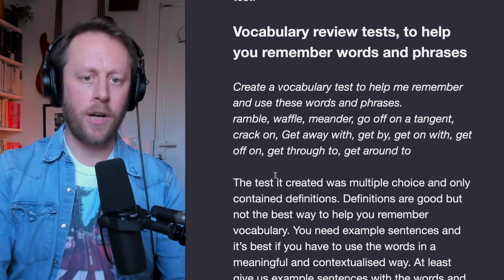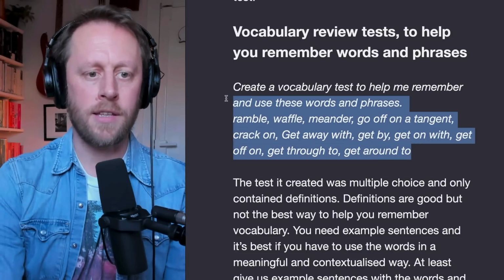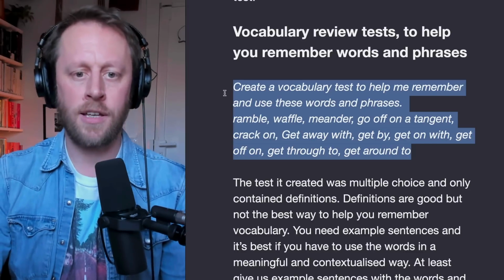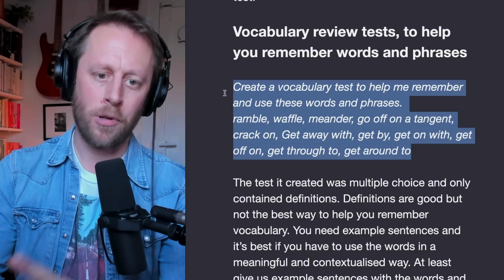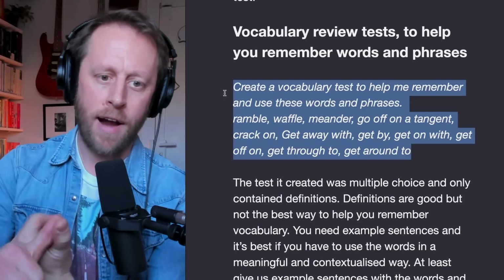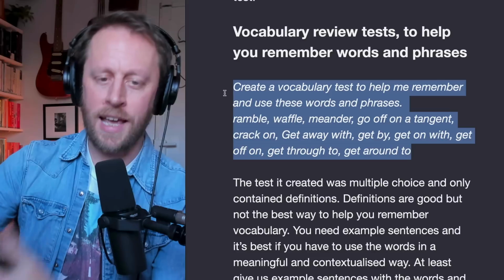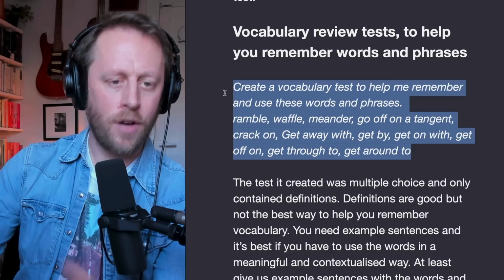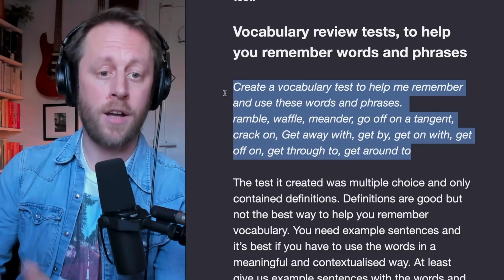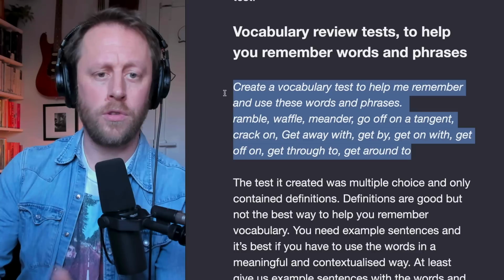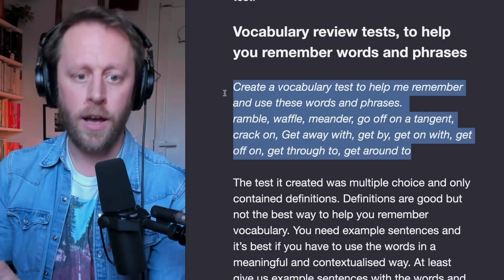What about vocabulary review tests to help you remember words and phrases? So the prompt would be this: create a vocabulary test to help me remember and use these words and phrases. And the words being waffle, ramble, meander, go off on a tangent, crack on, get away with, get by, get on with, get off on, get through to, and get around to. Let's say those are words and phrases that you've recently discovered or that you've recently been working with, and you want it to create a test that will help you practice using those phrases.